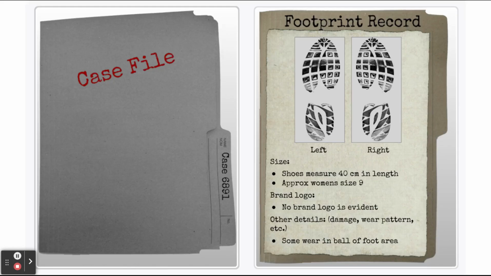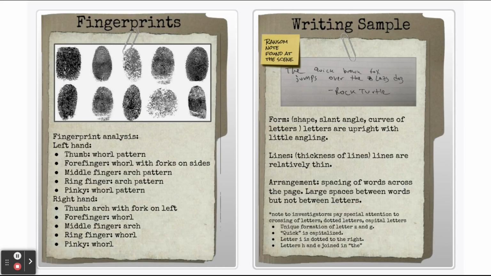Here you can see the footprint record. We have a left footprint and a right footprint. And this student has filled in the appropriate information to describe these shoes, how long they are, what size that correlates to approximately, whether or not there's a brand logo evident, and other details like a wear pattern or any damage. For our fingerprints, we have all 10 prints, and we have details on the different kinds of patterns on each one of the 10 fingerprints.